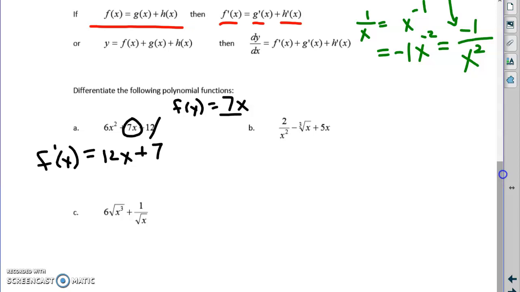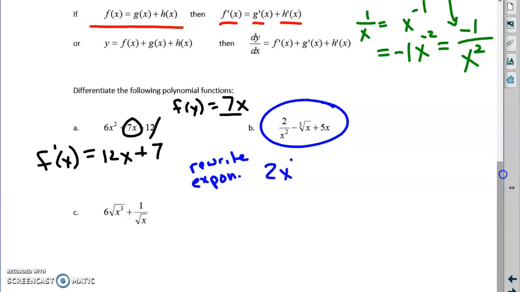Now, what if I had a crazy function? Me personally, I would not want to do this one with the limit definition. But my first job is I'm going to rewrite it exponentially. 2 over x squared is 2x to the negative second. Cube root of x is x to the 1/3, plus 5x. Now I can apply the power rule.